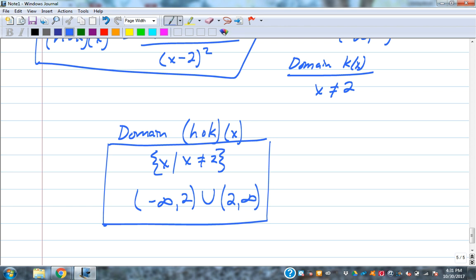So function composition. Doing lots of stuff there. But got to keep in mind about your restrictions for the domain stuff. That's really what you got to look out for.